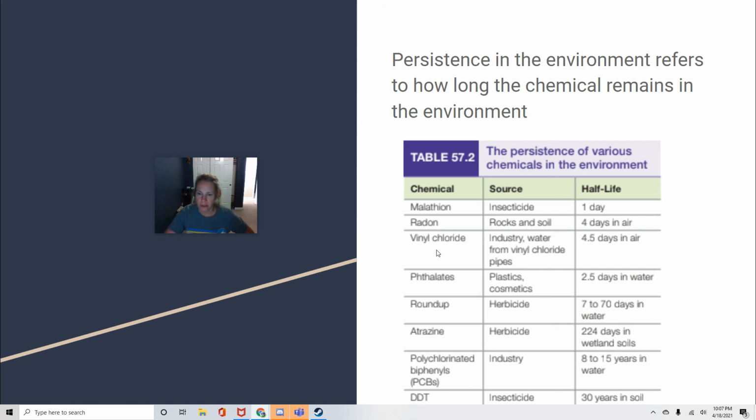So this is important to understand when we're using stuff. How long is it going to persist? The longer it persists, the worse it is and the less we want to use it. So it needs to only be used if it's absolutely necessary. And that is it.